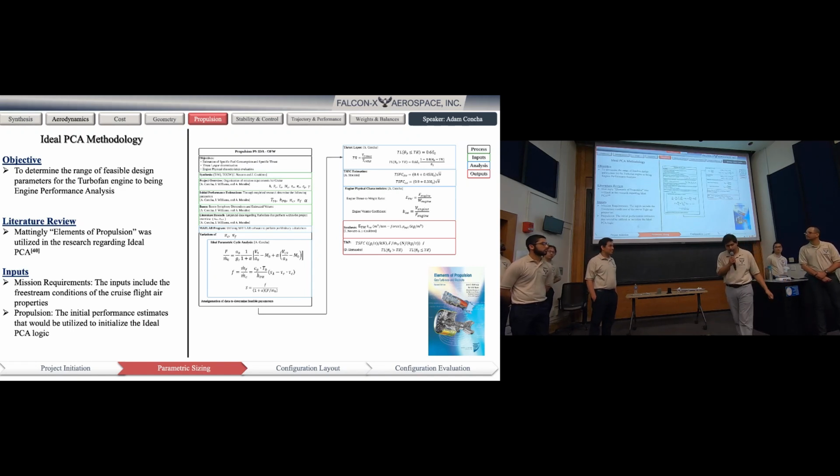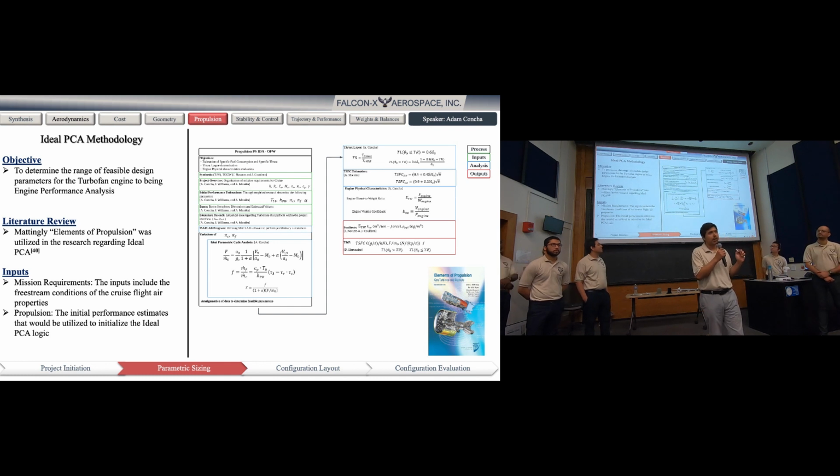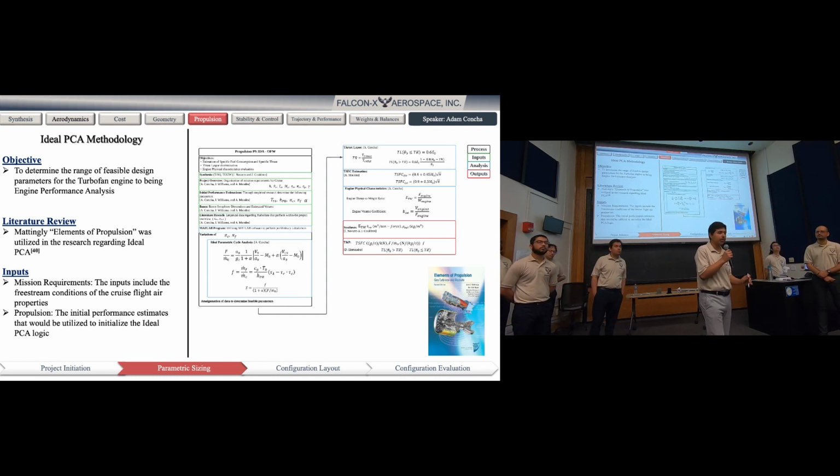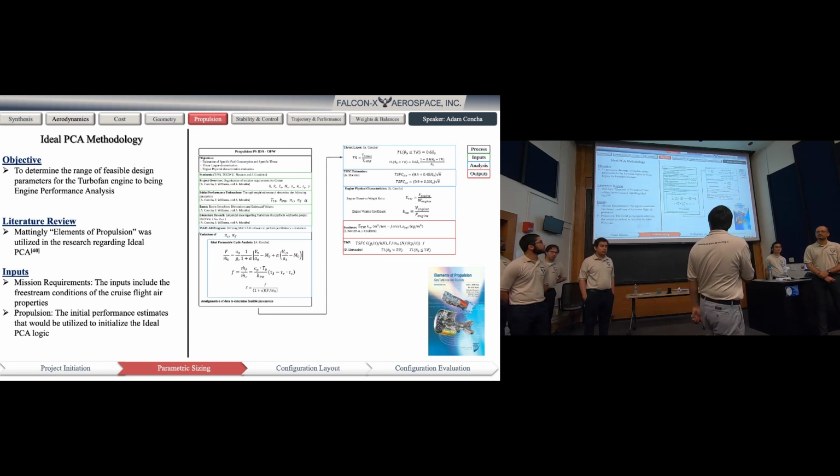So for propulsion and parametric sizing, the methodology was approached using the ideal parametric cycle analysis, and this was used to determine the engine parameters that would be initializing the power plant of the vehicle. The literature used was Elements of Propulsion by Mattingly, and the mission requirements would come in as the inputs to that methodology.